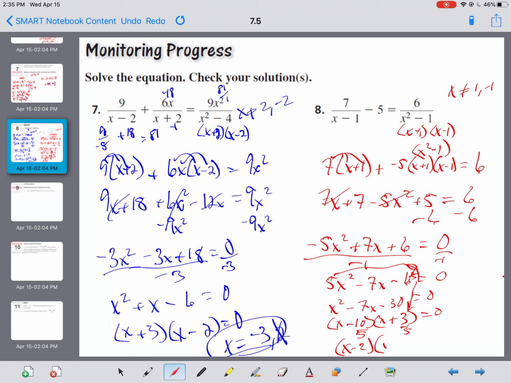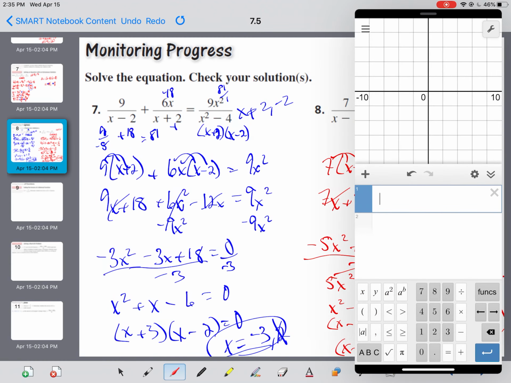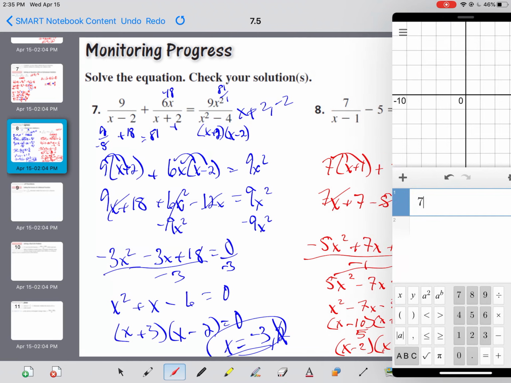Remember, back up here, x can't be 1 or negative 1. So x minus 2 and x plus 3/5. I don't slide the 5 in front because I'm going to immediately just come right out of there and say opposite to get out. So 2 and 3/5. And my guess is that they're both going to work. Okay. Now, don't forget that one's negative. There we go. Opposite to get out. Those are my answers.